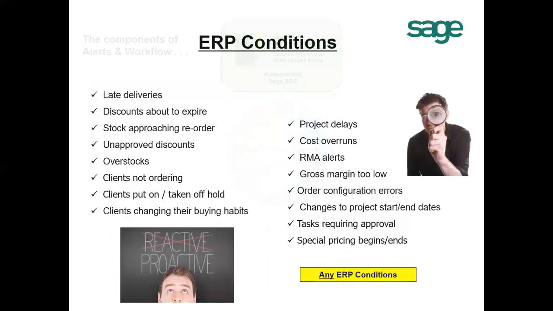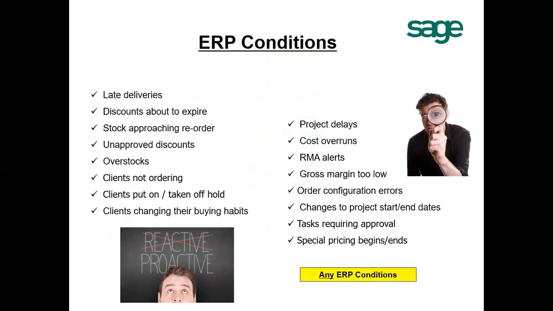Now, I'd like to drill down a little bit further into alerts and workflow to let you get a sense for exactly what it can do. First of all, like a smoke detector, it automatically monitors your Sage 100 data for any business conditions that are important to you. And that last statement bears repeating.